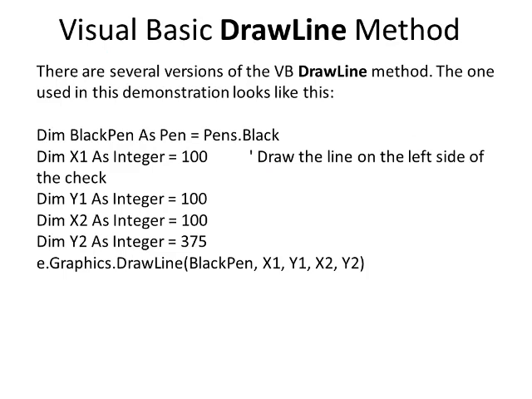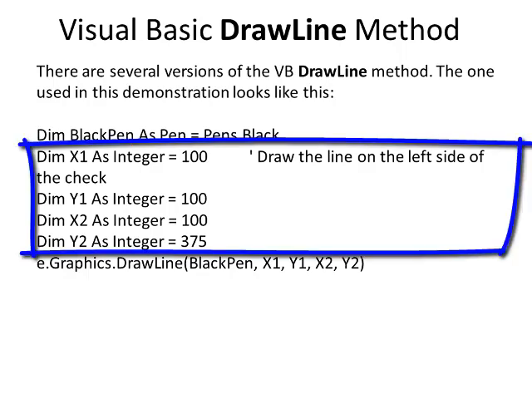There are several versions of the Visual Basic DrawLine method. The one used in this demonstration looks like this. I have a bunch of Dims right here. I have Dim blackPen As Pen = Pens.Black. I need to create an object for my pen. Then I have Dim x1, y1 as 100 and 100. This is the upper left-hand corner.